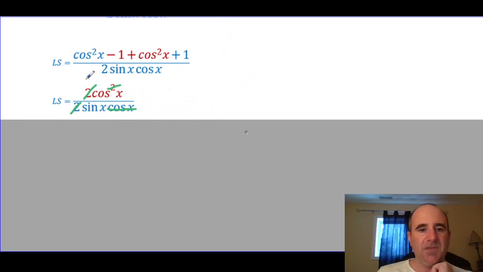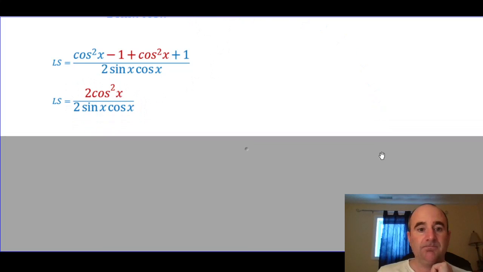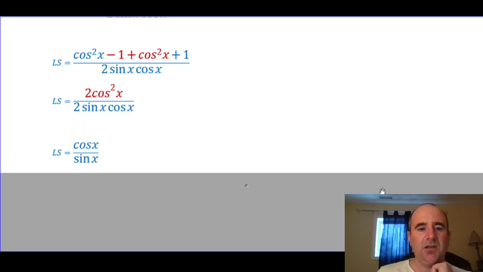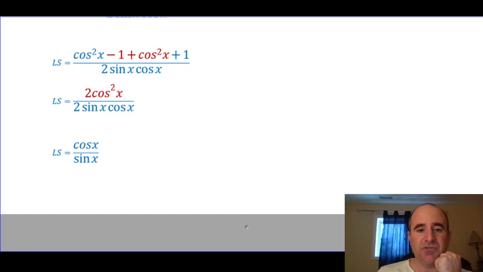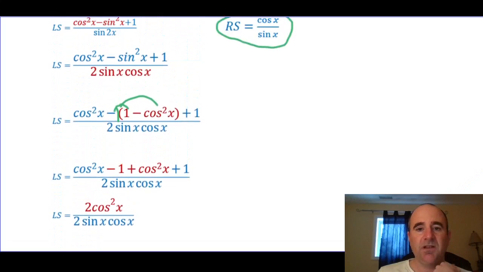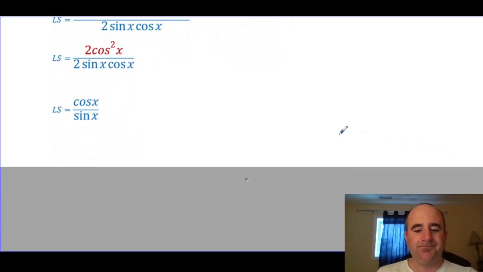This is kind of a mess in a proof. I'm actually going to erase that even, so it doesn't show up. That was just me showing you the steps there. Okay. And when I do that, I divide the 2's out and divide a cosine. I get the left side is equal to cosine over sine x, which is equal to the right side. And so the proof has been completed there.